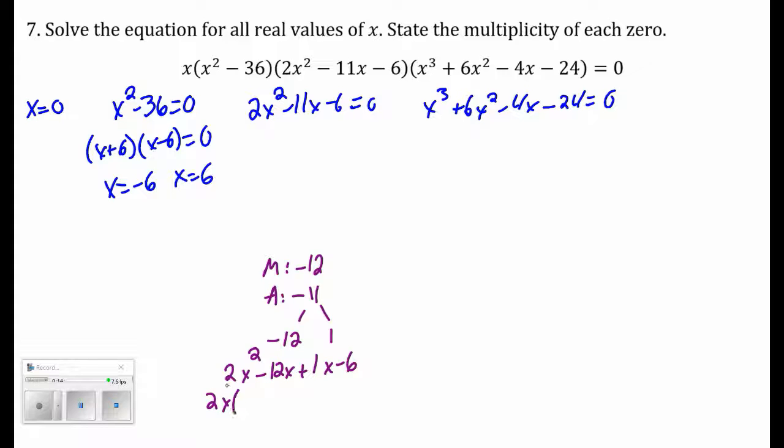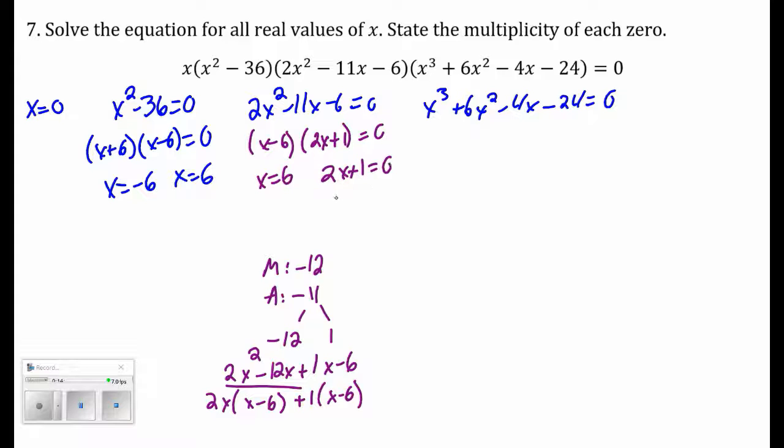Factor out my GCF now by grouping. Get x minus 6. I want to factor out a 1, so I get an x minus 6 over there. So this factors into x minus 6 times 2x plus 1. So x equals 6, or 2x plus 1 equals 0, which means subtract the 1, 2x equals negative 1, or x equals negative a half.